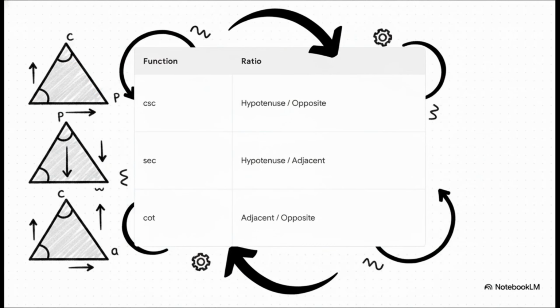Now, for those of you wanting to level up to true expert status, I should probably mention there are 3 more functions hiding just beneath the surface: cosecant, secant, and cotangent. But honestly, don't let the new names scare you. They are literally just our original 3 core ratios, sine, cosine, and tangent, flipped completely upside down. Hypotenuse over opposite, for example. It's the exact same basic ingredients, just a reverse recipe.